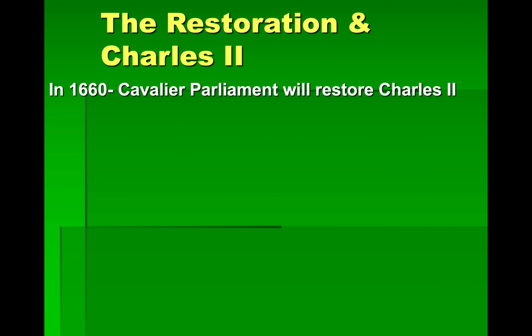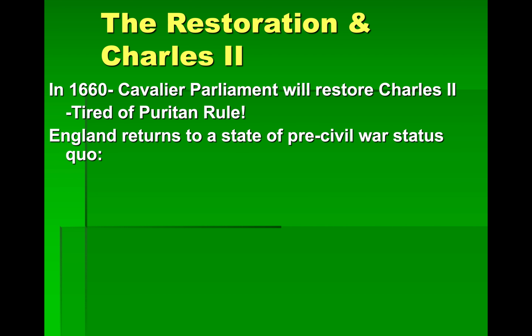Okay, let's talk about this. All right, so we're going to see Parliament, okay, with a lot of Cavalier influence. Remember, the Cavaliers were the initial supporters of the monarchy and King Charles I. All right, they restore Charles II, and they were very tired of puritanical rule. Okay, so we're going to see England return to almost a pre-Civil War status. England's going to look very similar to how it looked prior to the Civil War. And you might be thinking, wait, then why did they fight the Civil War? That's quite silly.